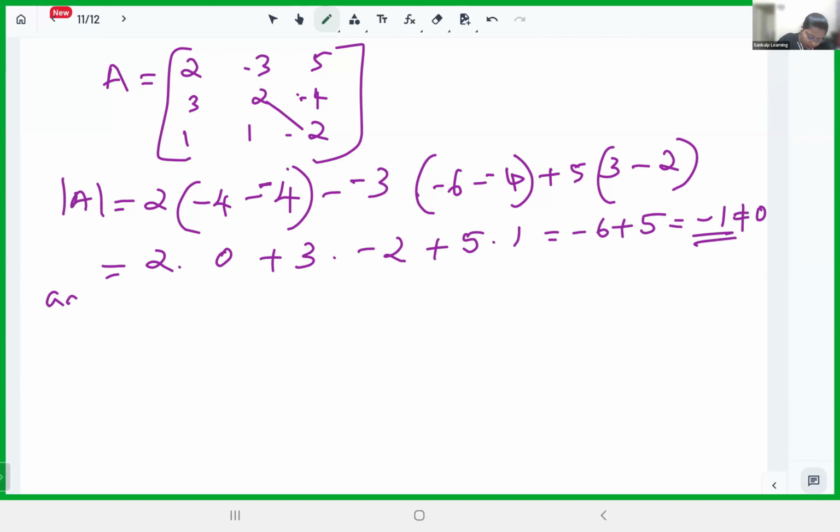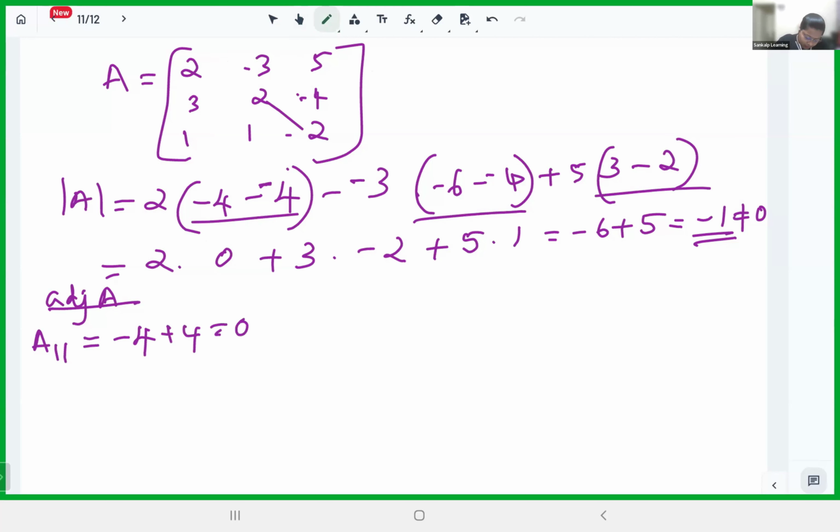Now what is adjoint of A? That is A11. A11 is equal to, you have to delete the first row and first column. So that is equal to 2 into minus 2 is minus 4. We have already found A11, A12, A13, so we can directly write it from there. So this is 0. A12 is equal to minus 6 plus 4, that is equal to minus 2, and A13 is equal to 3 minus 2, that is equal to 1.